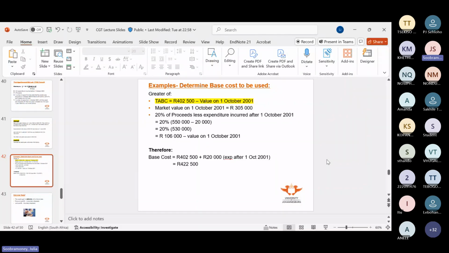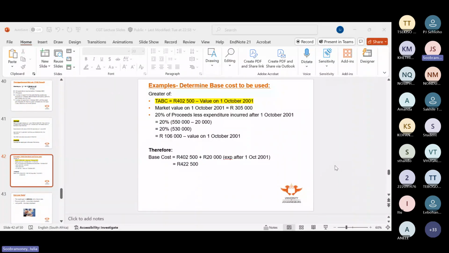So in a nutshell, if the asset was purchased after 1 October 2001, it's simple. All you're going to do is say, right, my base cost is equal to my cost price plus any improvements, minus any allowances if there was, minus Section 11O. If you purchased the asset before 1 October 2001, you first need to determine the value on 1 October, the greater of the three, and then you continue with your calculation. Okay, that is base cost for CGT.